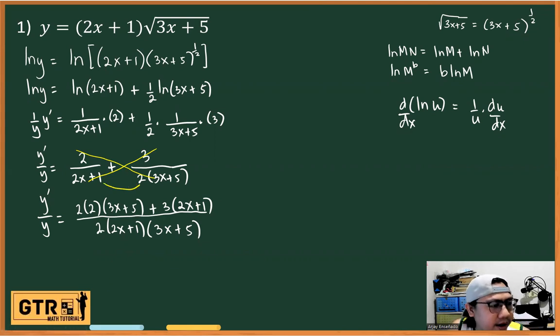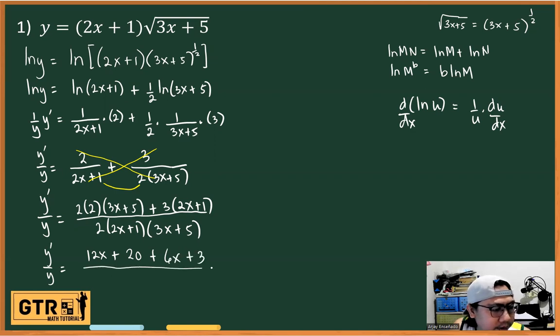Okay, then simplify. We now have y prime over y equals 2 times 2, that is 4, times 3x. So we have 12x plus 4. So this is 2 times 2, 4 times 5. So we have plus 20 plus 3 times 2x. 3 times 2x, so we have 6x. And then 3 times 1, we have plus 3. All over 2 times 2x plus 1 times 3x plus 5.